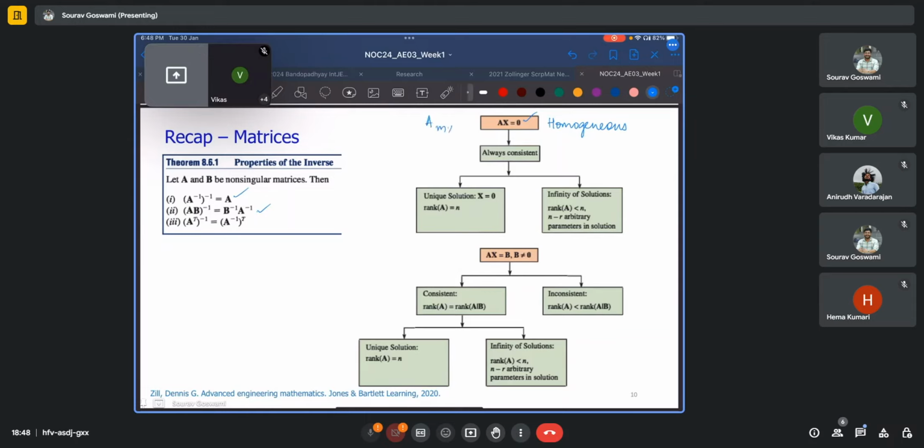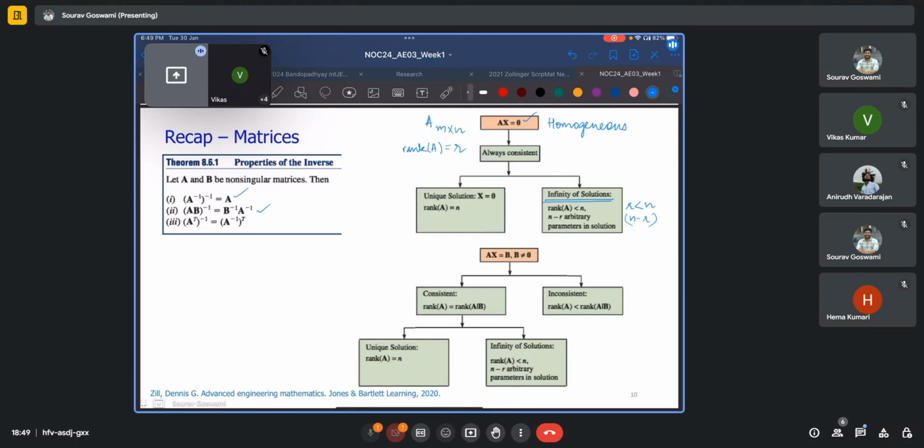So A is a matrix of dimensions m cross n. If the rank of A equals the number of columns, then the solution for Ax equals 0 will be unique. That is, you will have only one solution. However, if the rank of A is less than n, so let's denote the rank of A as R, if R is less than n, then you will have infinitely many solutions with n minus R number of arbitrary parameters. Depending on how you change the value of these parameters, your solution will keep differing. Thus you can come up with a family of infinite solutions.